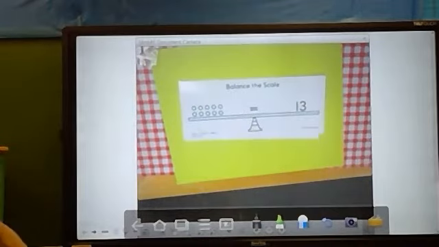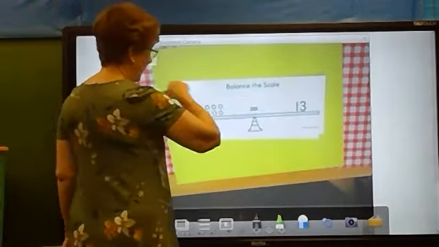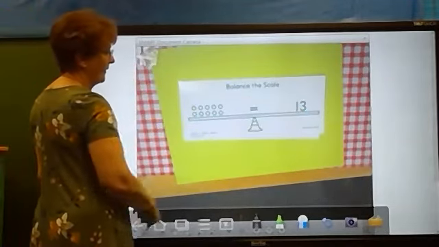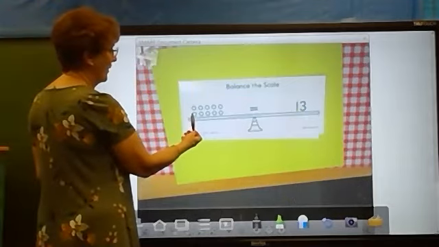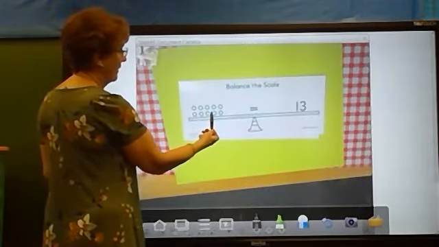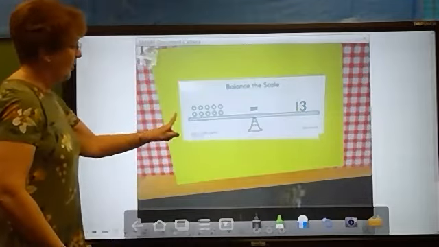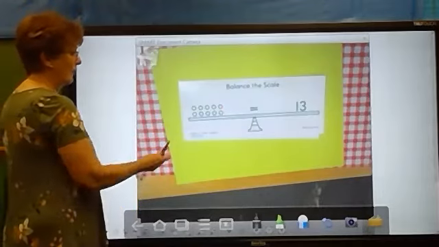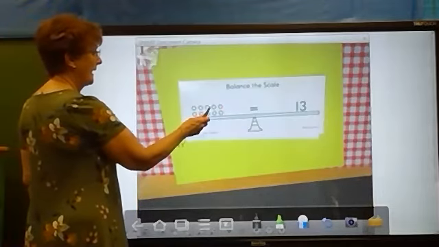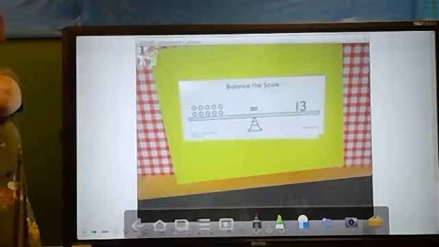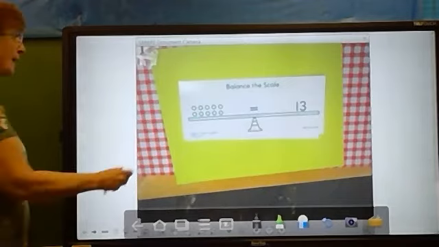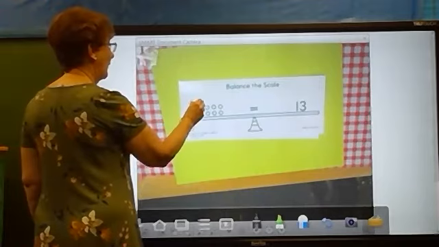Okay, and this time we have 13. Somehow I'm not sure that this is balanced. When I look at the bottom row, there's 5. 1, 2, 3, 4, 5. The top row is equal to that bottom row, so there must be 5 there too. So 5, 6, 7, 8, 9, 10. How many more do I need to make the scale balanced? That's right, 3. 1, 2, 3.